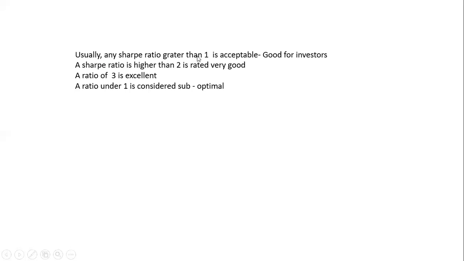Usually any Sharpe ratio should be greater than 1. Greater than 1 is good for investors. A Sharpe ratio higher than 2 is rated very good. A ratio of 3 is excellent. A ratio below 1 is suboptimal, that means it is underperforming. Less than 1 means the risk is high, and it indicates that it's a risky asset and the returns are not good from the mutual fund. So a Sharpe ratio greater than 1 is good, greater than 2 very good, greater than 3 excellent.